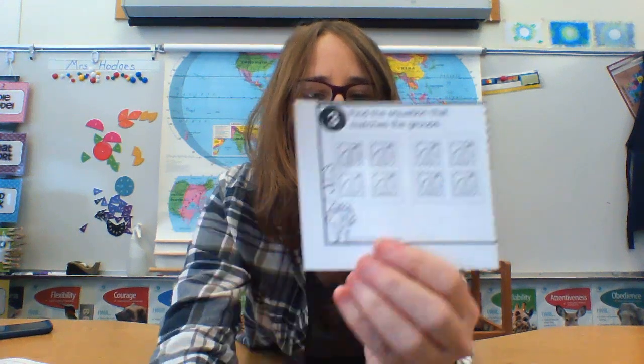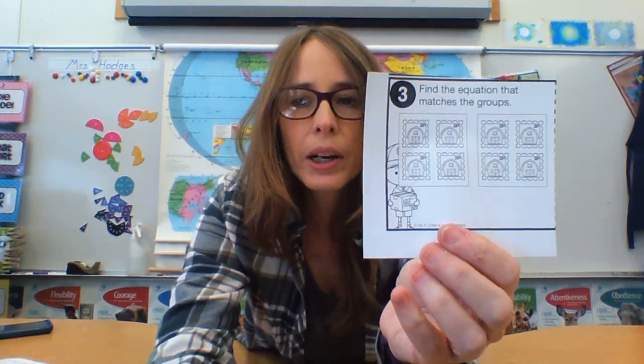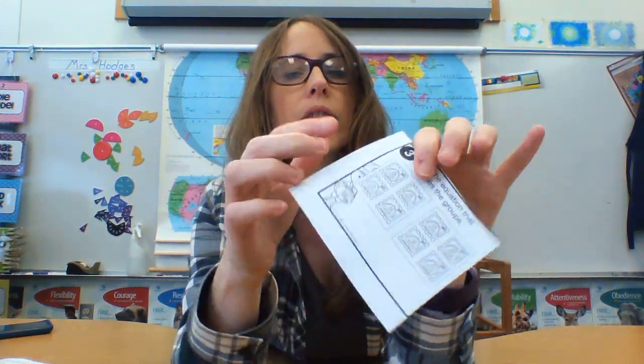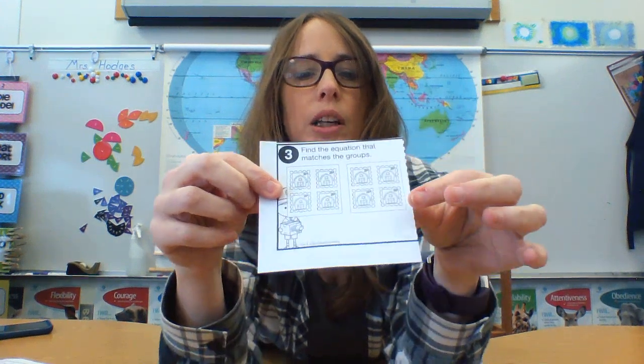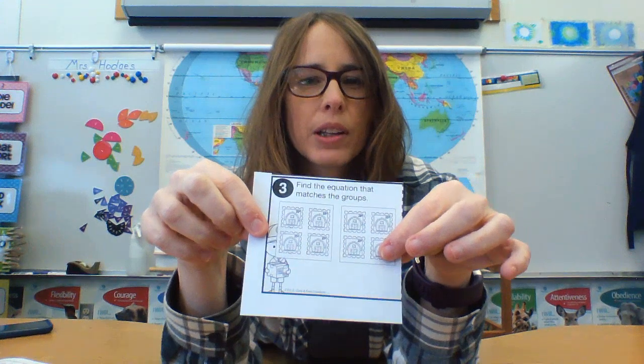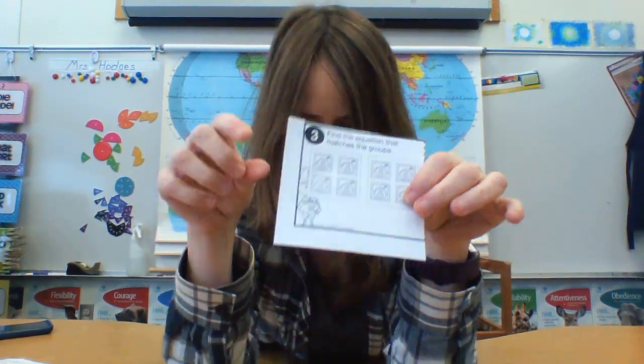3. It says find the equation that matches the groups. An equation is just a number problem. 1 plus 1 equals 2. That's an equation. So in this case, we have 4 in this box and 4 in this box. So I'm looking for something that looks like maybe 4 plus 4 equals 8.